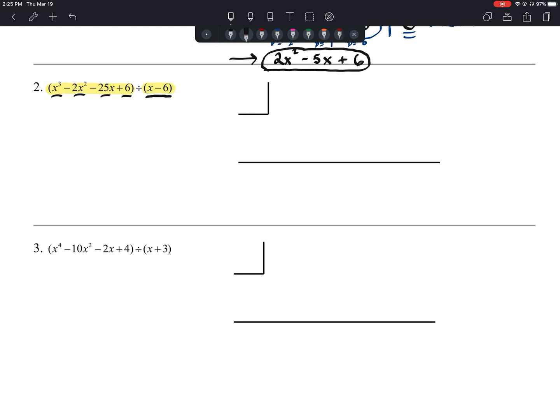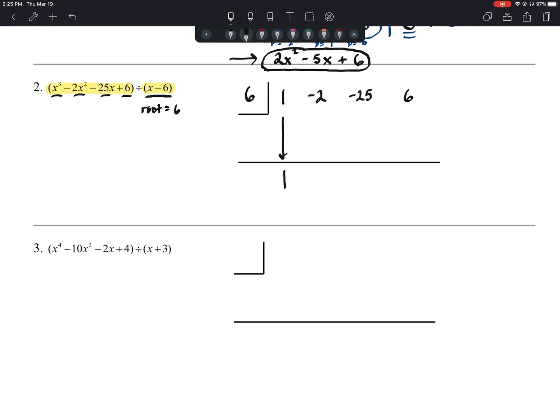So the first step, remember, is to write out the coefficients. We've got 1x to the third. We have a negative 2x squared. We have a negative 25x. And then we have a 6. If x minus 6 is the factor, the root here is going to end up being positive 6. So we're going to write that in the box. Then our next step, remember, was to take that first one and bring it down, write it down here.